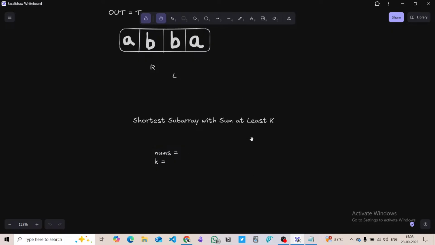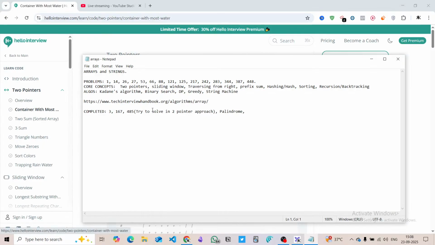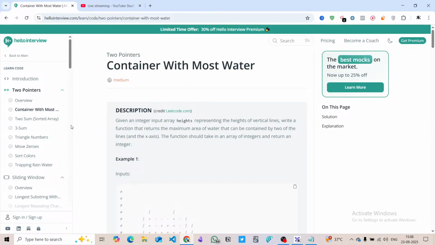Shortest subarray with sum at least zero. I think we hold this problem, we can do it later on. So these are all the completed problems. So today, we try to solve this one, container with most water.